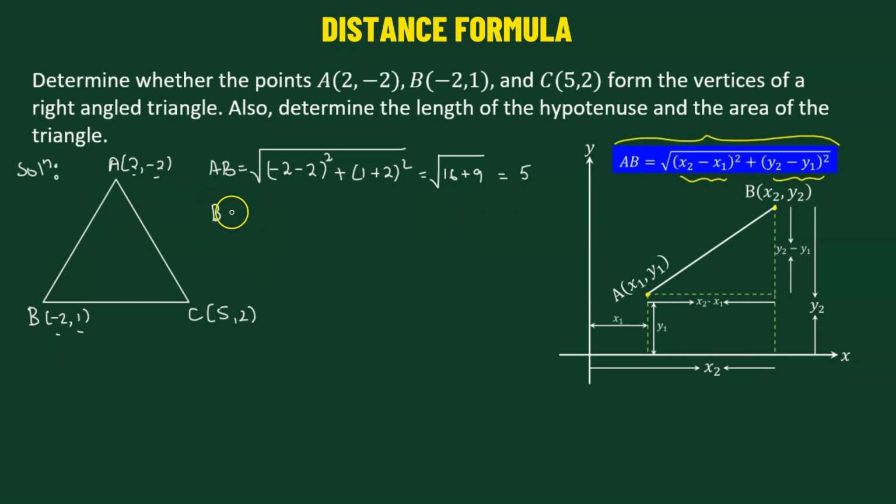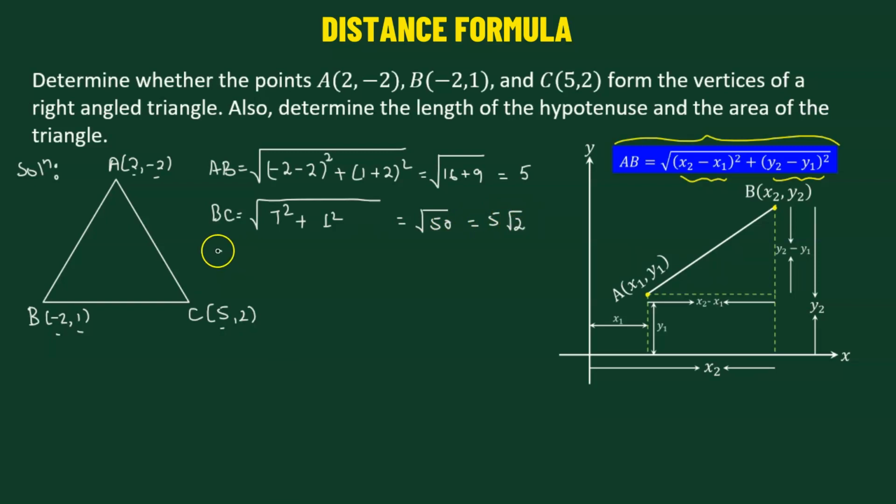Now we'll try to find the value of BC. BC is going to be equal to the square root of, first, the difference of the x coordinates. Here we have 5 minus -2, so that means we have 7 squared. Then we add it to the difference of the y coordinates. We have 2 minus 1, that's 1, and then we square it. So this will be equal to the square root of 7 squared, that's 49, plus 1, that's 50. So we have the square root of 50, which is simply 5 times the square root of 2.